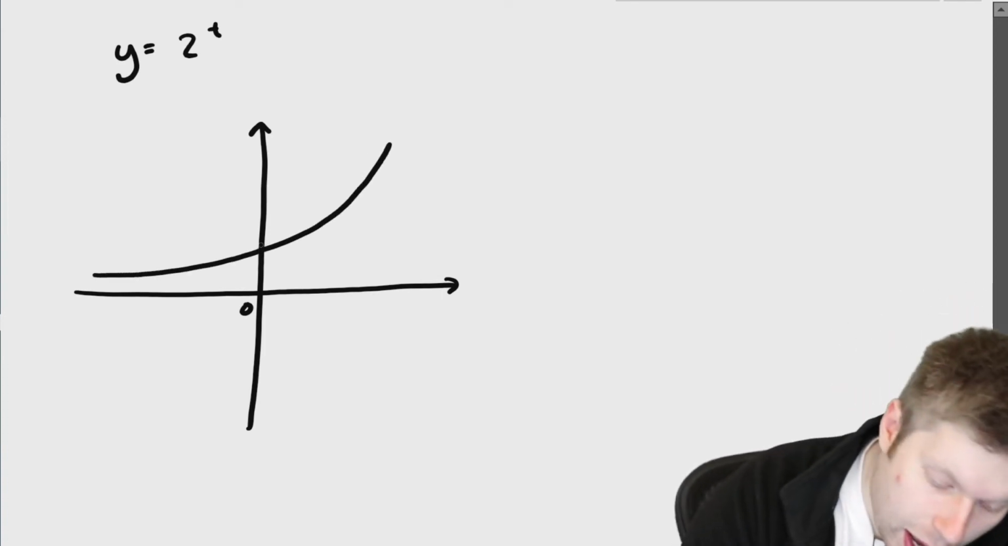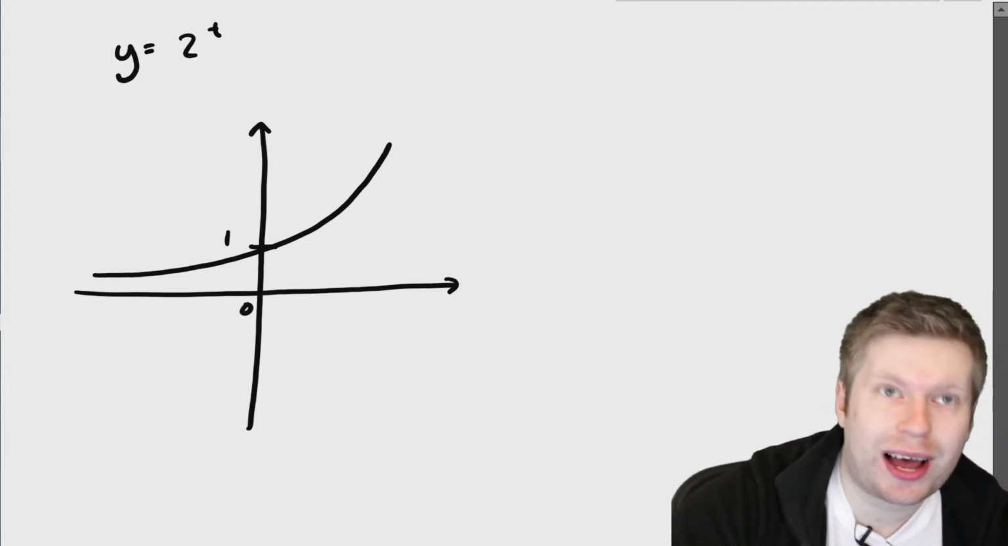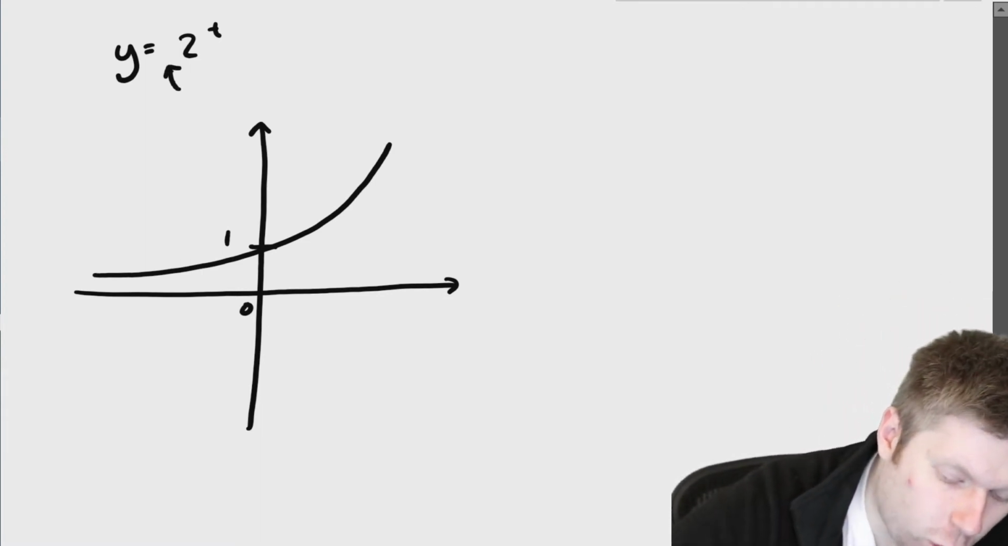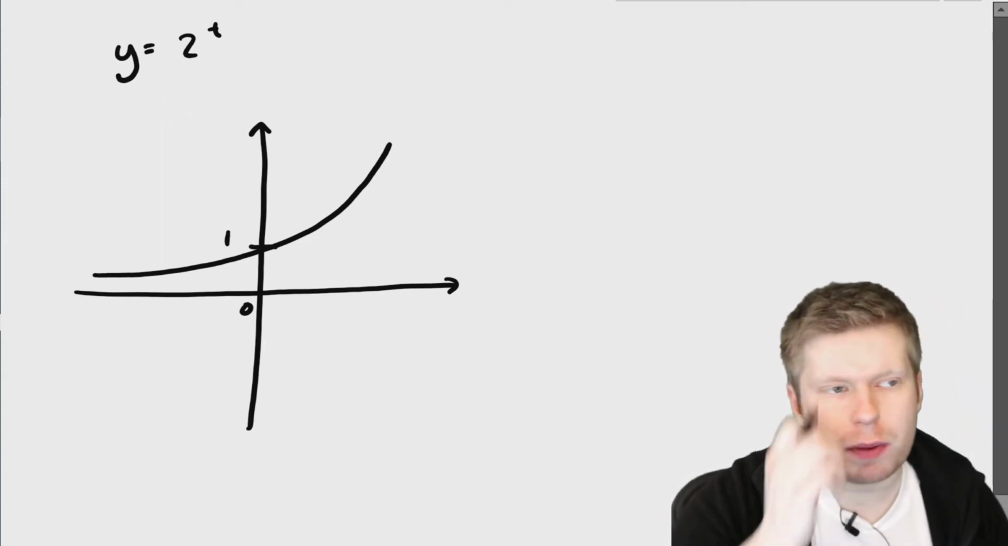In this case, it's going to cross at 1 because that's my initial value, because the number out the front here is just 1 times 2 to the power of t. So this is my equation y equals 2 to the power of t.